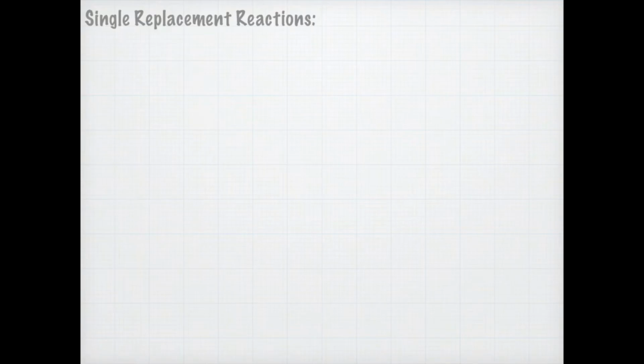So thus far we've talked about synthesis reactions and decomposition reactions. And the next type of reaction we're going to talk about is single replacement reactions. What happens in a single replacement reaction is you have a compound and another element comes along and kicks out one of the elements in that compound. So imagine two people are dancing and someone comes in, kicks one of the partners out, and now you've got a new compound and a new element all by itself.